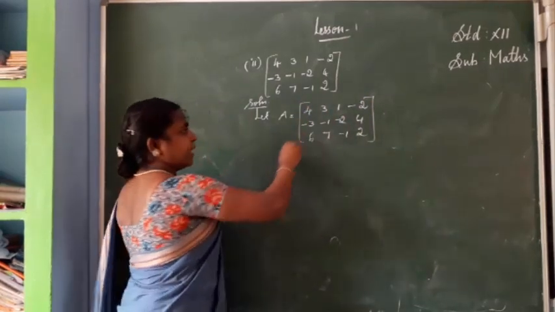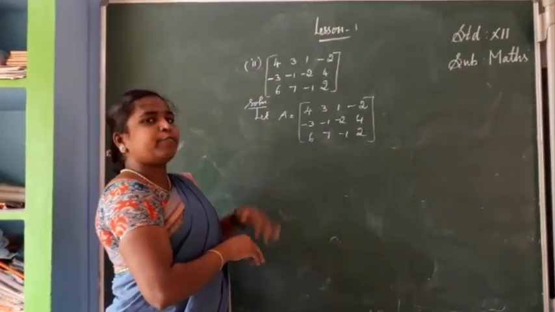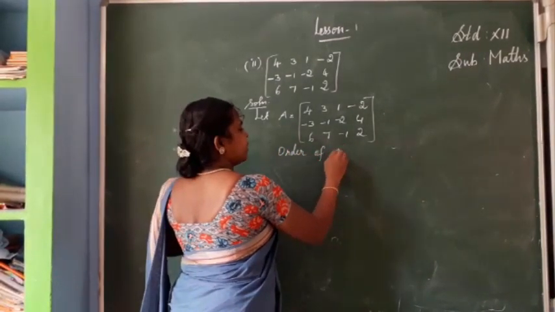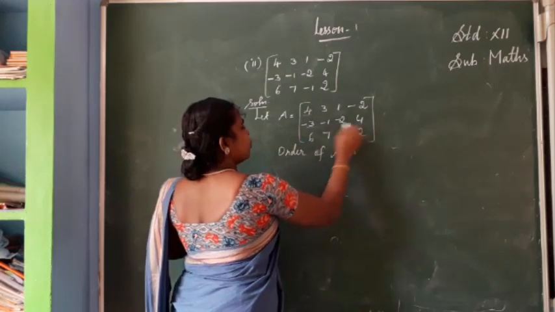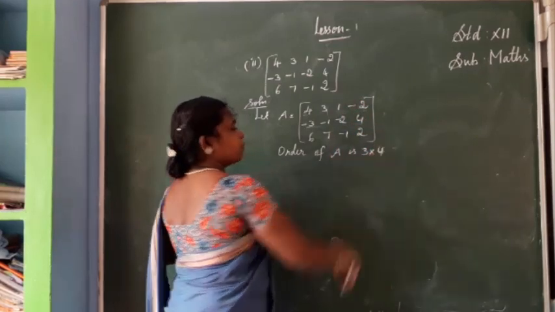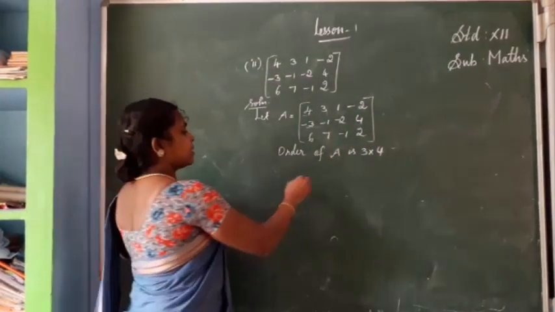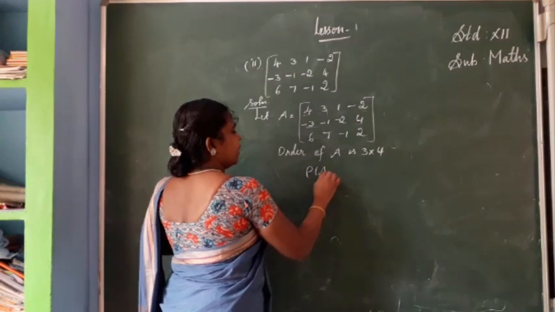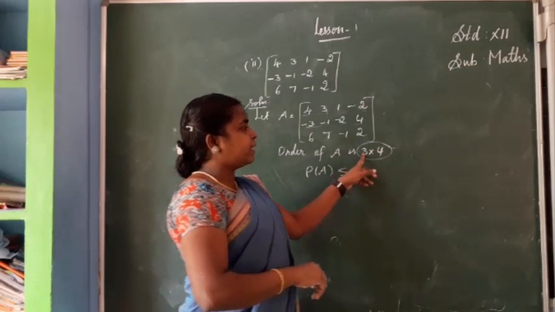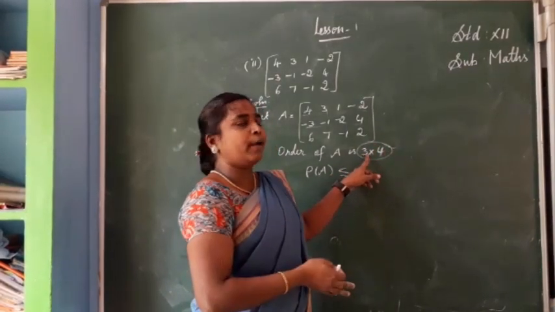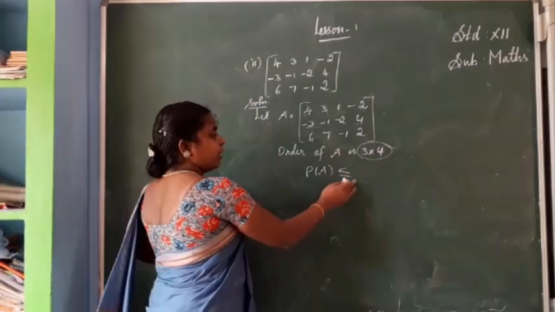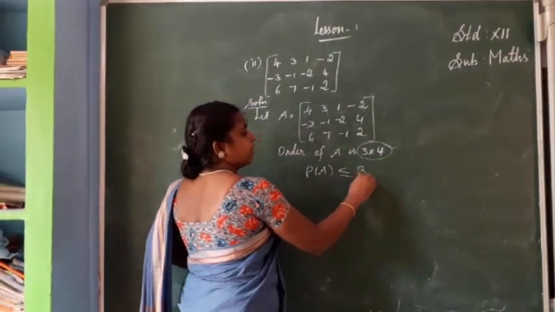Okay, so after writing A, what do you want to do? Let's see how to find the order of the matrix. So order of A is, what's the order? 1, 2, 3, 3 rows, 1, 2, 3, 4, so 4 columns. So 3 by 4. Next we can guess the rank. Rho of A less than or equal to, you have to take the minimum of 3, 4. Here the minimum of 3, 4 is 3 only. So rank of A less than or equal to 3.